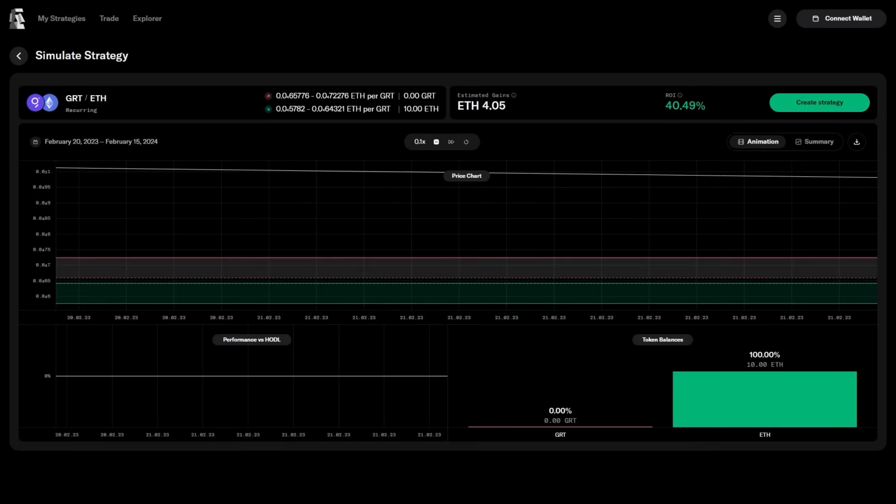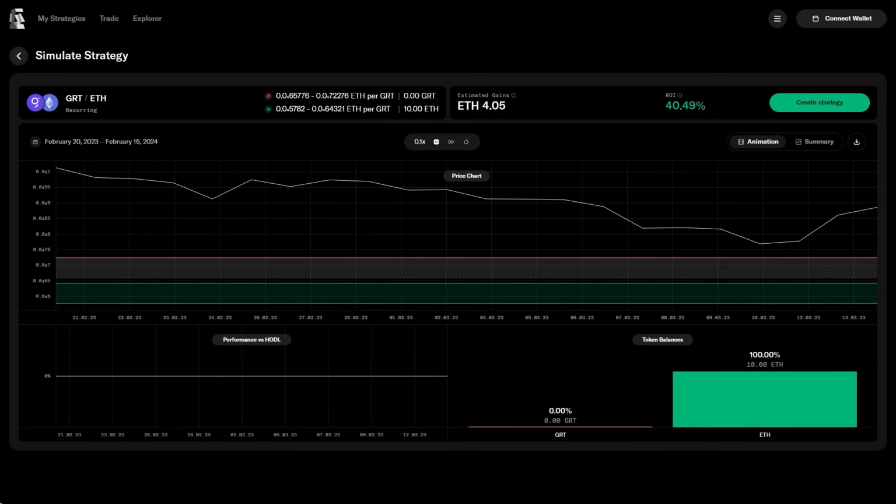In the bottom right are the token reserves. We started with 10 ETH and 0 GRT because we are planning to buy GRT low, wait, and then sell GRT high. The token reserves in the bottom right are the exact same as what we started with because the price has not yet dipped low enough that any trader would reasonably be assumed to take our offer. Now let's play the simulation.